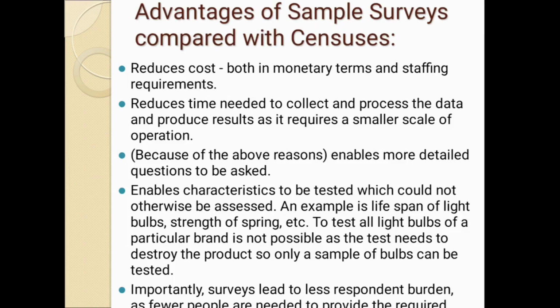Advantages of sample surveys compared with census. It reduces cost both in monetary terms and staffing requirements. It reduces the time needed to collect and process the data and produce results, as it requires a smaller scale of operation. Because of the above reasons, it enables more detailed questions to be asked. It enables characteristics to be tested which could not otherwise be assessed. An example is the lifespan of light bulbs or strength of firing. To test all light bulbs of a particular brand is not possible as the test needs to destroy the product, so only a sample of bulbs can be tested.